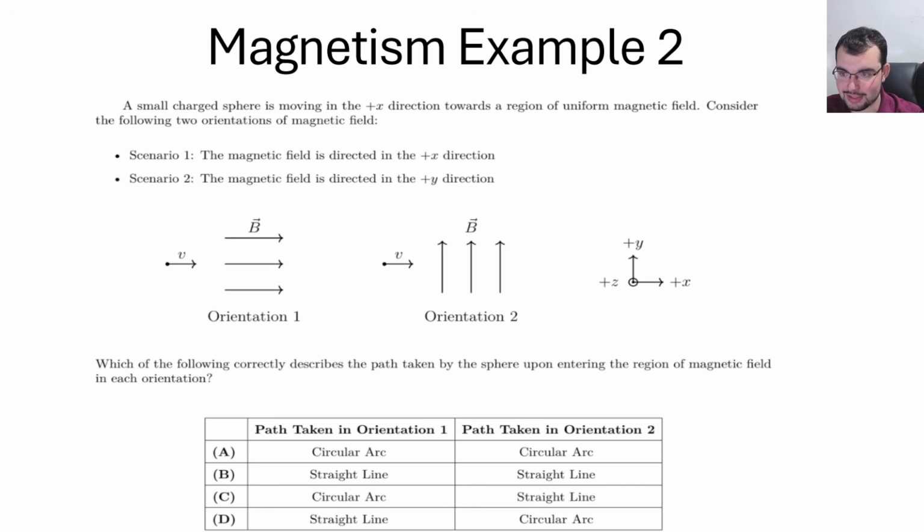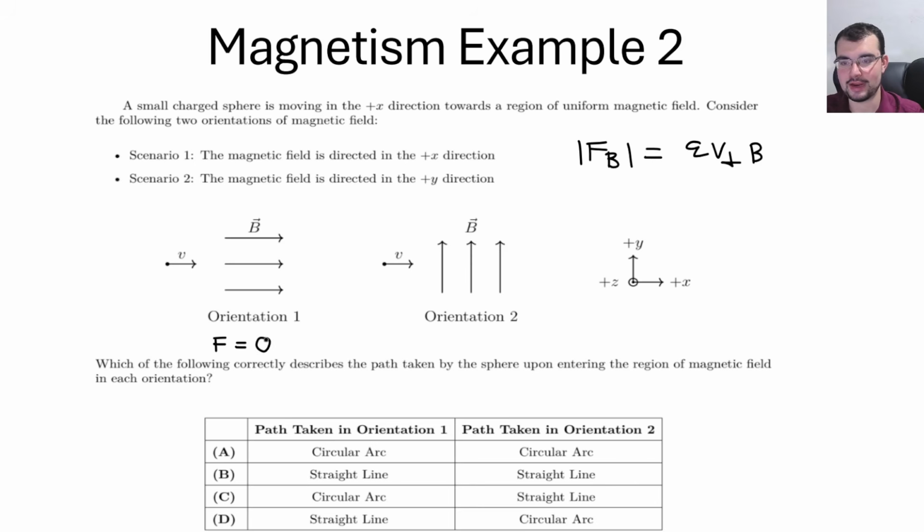We have these two orientations where a charged sphere moves in a B field. We want to figure out the path taken in each of these cases. So first we have orientation 1. If I try to do that, I do QV, so my thumb points to the right, cross B, where I got to move my fingers to the right, and I can't do it. And that's not a surprise because the magnitude of the magnetic force on a particle is QV perpendicular B. Well, I have nothing perpendicular to that B field, so I actually have zero force.